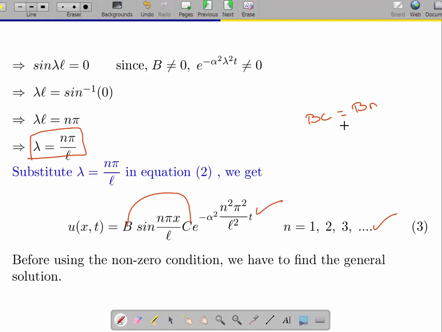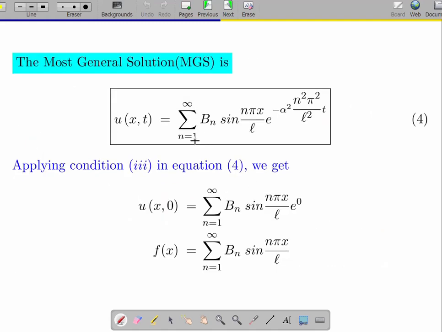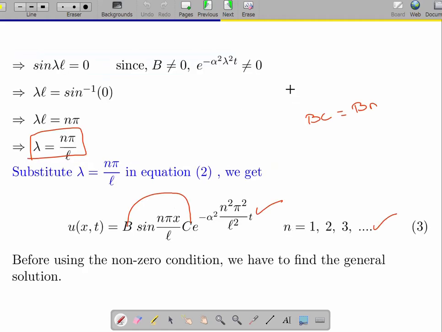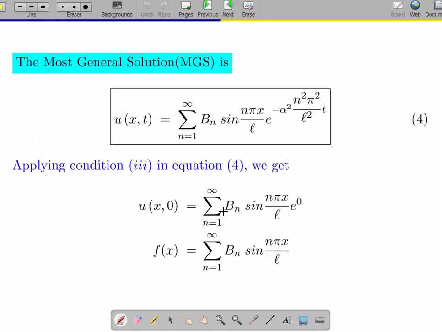I write the most general solution: summation n equal to 1 to infinity, bn into sine n pi x by l, into e power minus alpha square n square pi square by l square into t. Here n runs from 1 to infinity. Each term for n equal to 1, 2, 3 is replaced and added, so you add the temperatures. That is the reason I use summation here. This is the most general solution.